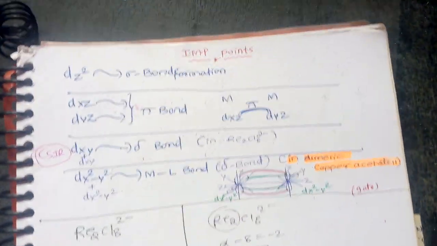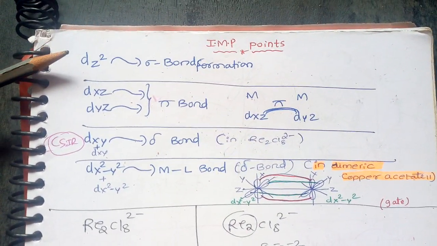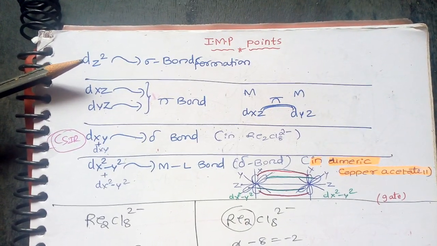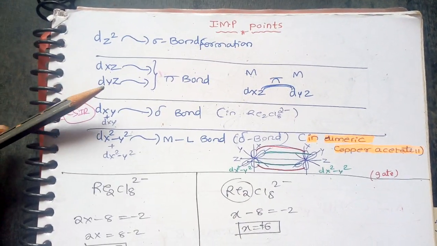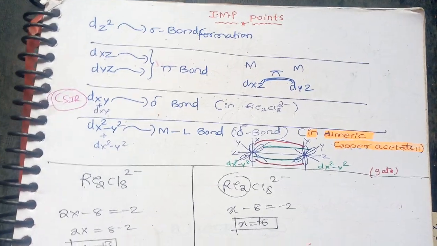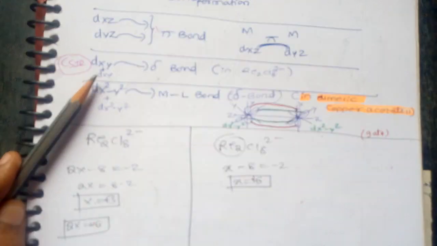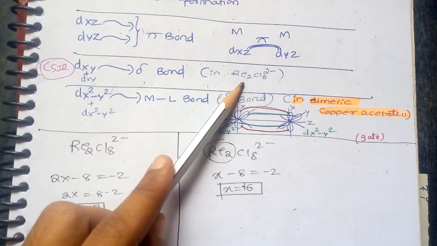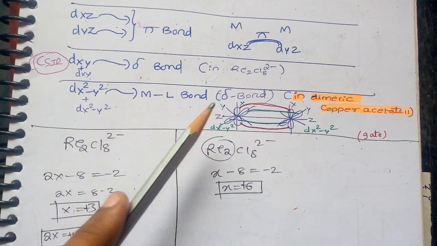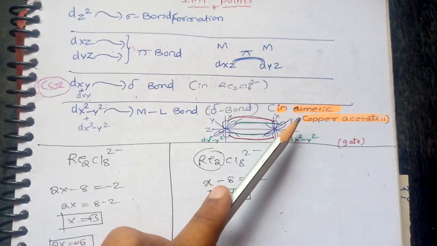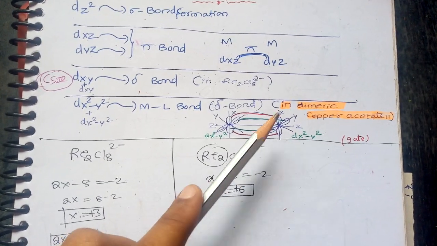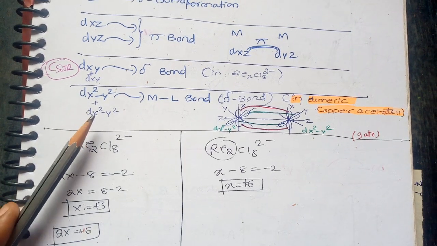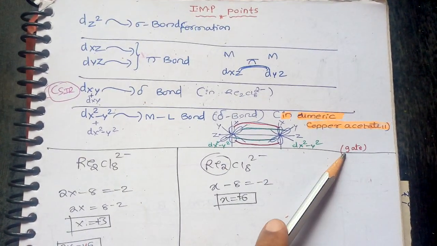We have to remember these points. In the examination they will ask simply: the dz square orbital is used in sigma bond formation, dxz and dyz orbitals are used in pi bonds, and dxy plus dxy is used in delta bonding, that is in the case of Re2Cl8 2 minus. But if they ask about the delta bond in dimeric copper acetate, in that case the delta bond is formed by dx square minus y square and dx square minus y square. This is asked in GATE questions.